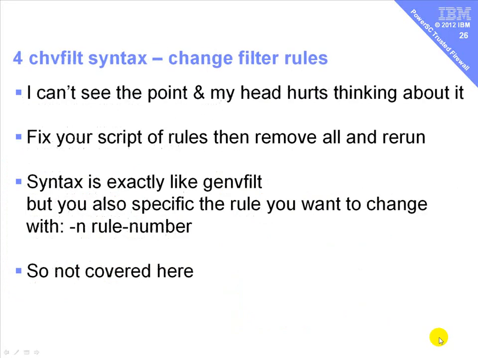Right, the next command is the change filter rules, and I don't really see the point of this particular command. It actually hurt my head to think about it. If you're going to script the rules, then you're going to remove them all and rerun your script to make them all. You can actually use this chvfilter command to change particular rules. The syntax is exactly the same as the next command we're going to look at, the generate vfilter command, but you also have to specify which rule you're actually wanting to change. So I won't cover that here. I'm just letting you know that it's available if you really want it.